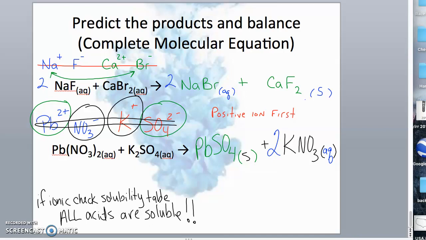Another note, the positive ion always comes first in a compound, but the order of the compounds in the equation is not important. Predicting products and determining the solubility will require practice. You should be comfortable doing this before the next lecture, where we will turn this molecular equation into a net ionic equation.